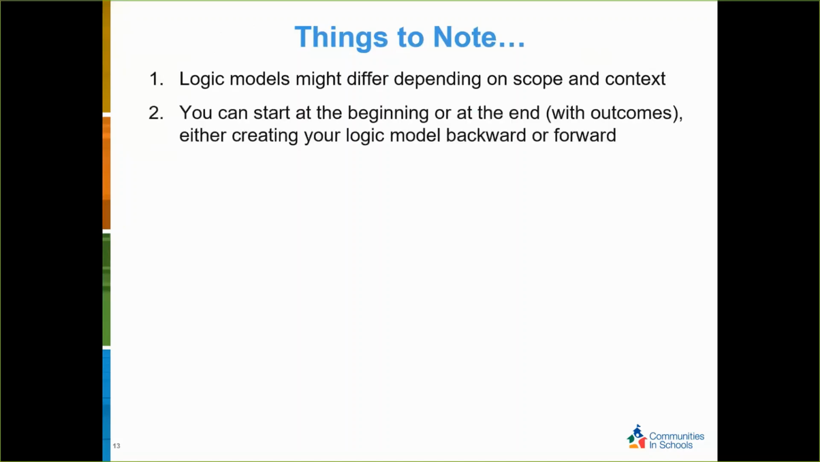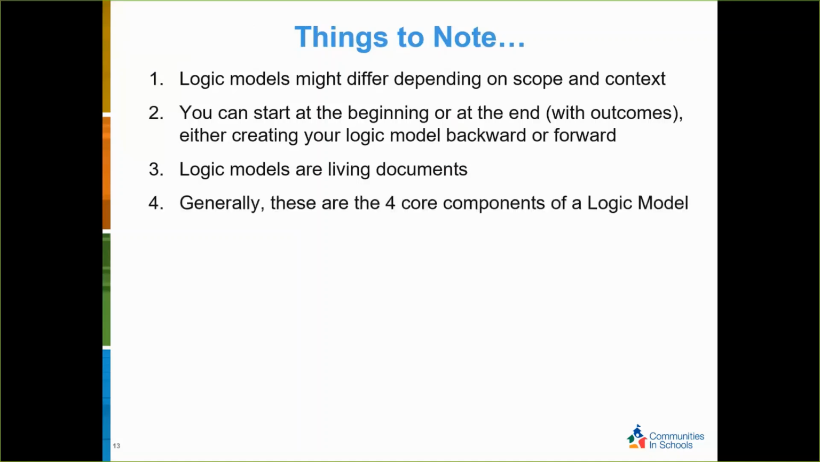You can either start at the beginning with inputs or at the end with outcomes with your logic model as you're planning, and you can create it backward or forward depending on what you know. Logic models are living documents, and as we said, they should be updated throughout implementation to reflect programmatic adjustments.